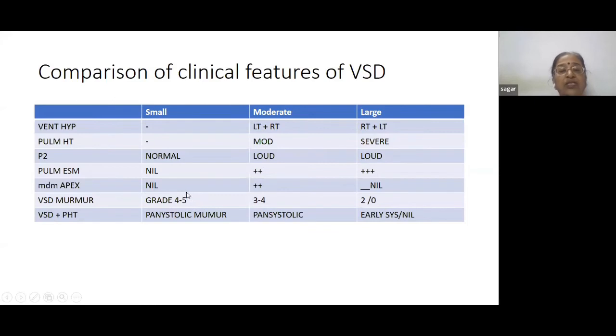The VSD murmur is loudest in a small VSD, less in a moderate, and in a large VSD, when the pressure equalizes, it can be grade 2 or even 0. There may be no murmur if the VSD is so large that the pressure is equal and the flow doesn't cause turbulence at all. VSD with pulmonary artery hypertension has a pansystolic murmur, whereas when you get a large VSD with severe pulmonary artery hypertension, the murmur may become early systolic or may disappear. So this is how you compare a small, moderate, and a large VSD.